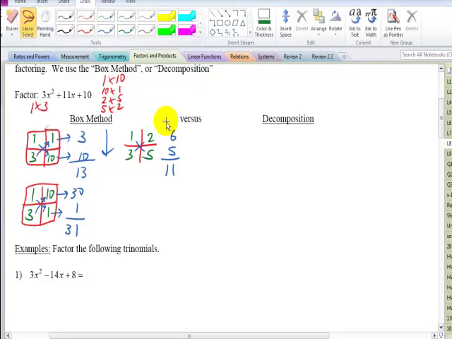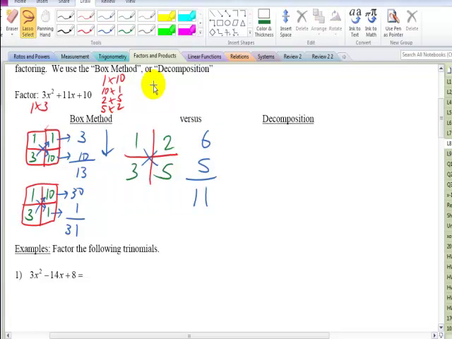Okay, now watch this. Let's see if I can make this bigger. Oh, I can. Isn't that awesome? So now you're going to pee your pants. This is so easy. This is x plus 2, one of your factors. And this is 3x plus 5, your other factor. x plus 2, 3x plus 5. Easy peasy, lemon squeezy.